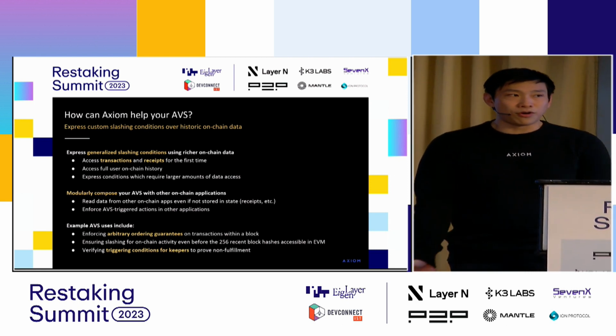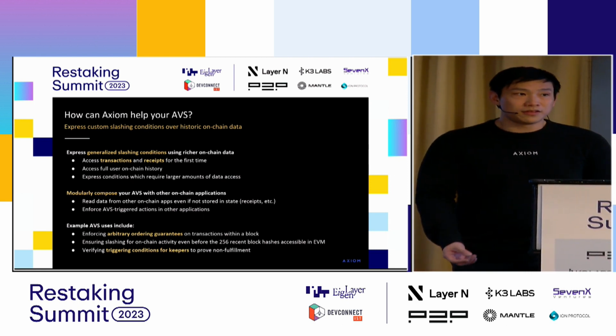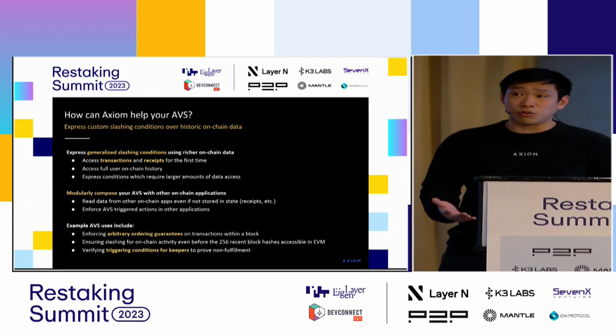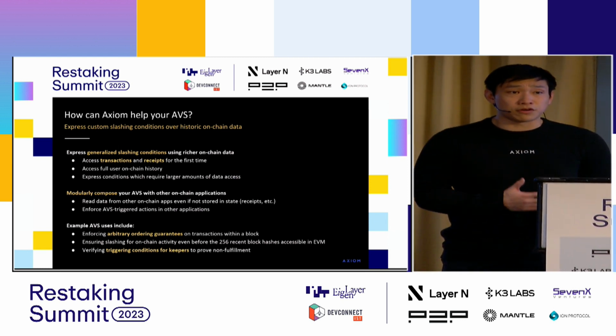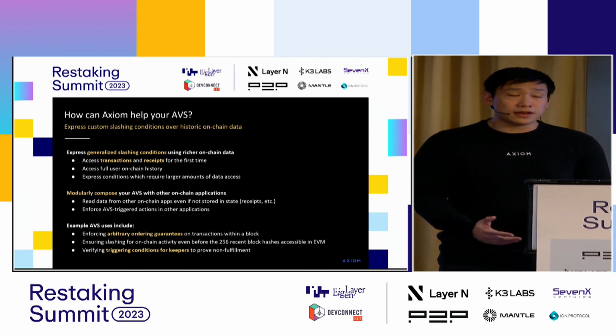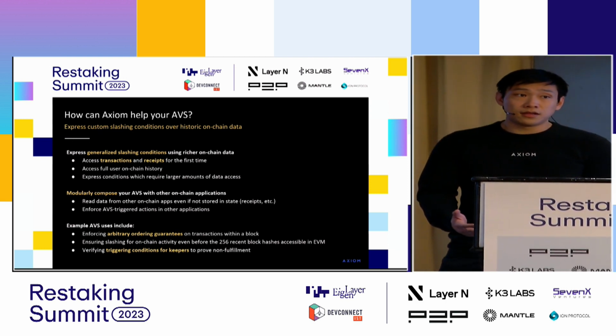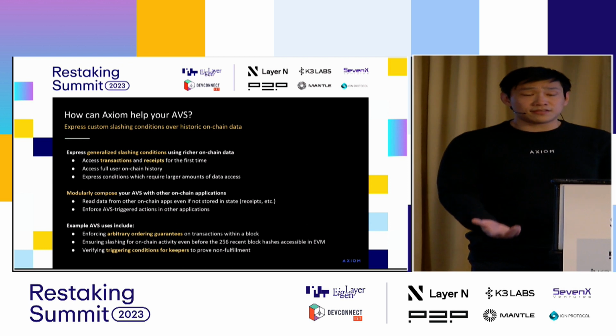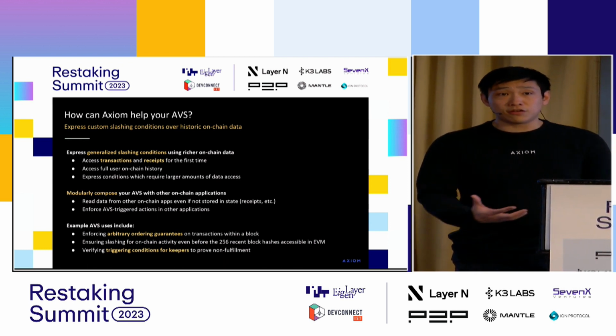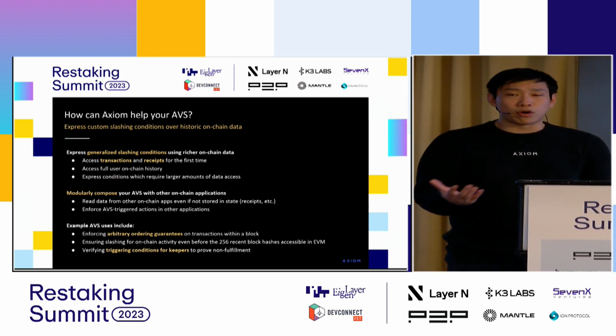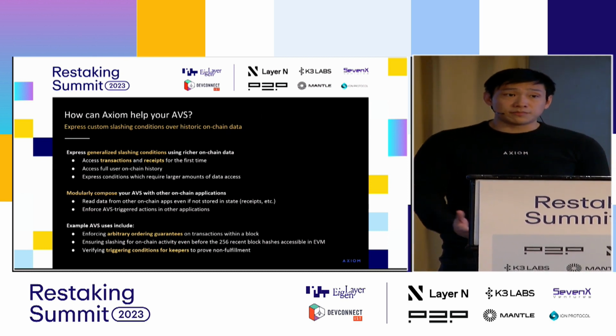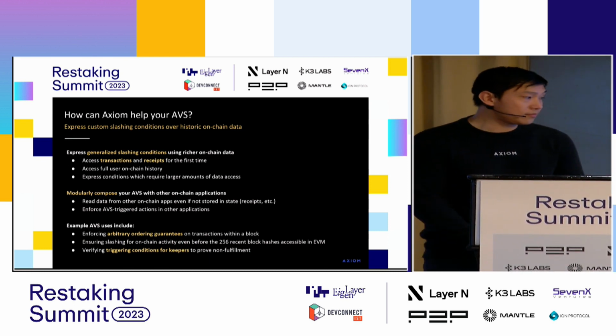And also, you can compose your AVS slashing conditions with data from other applications on Ethereum that maybe did not intend for your AVS to be involved. So maybe that application is not storing a relevant fact for your slashing condition in state, and instead emitted it as an event. With Axiom, you can access the data from that event and put it into your slashing condition, just giving you a more expressive way to constrain the behavior of your AVSs.